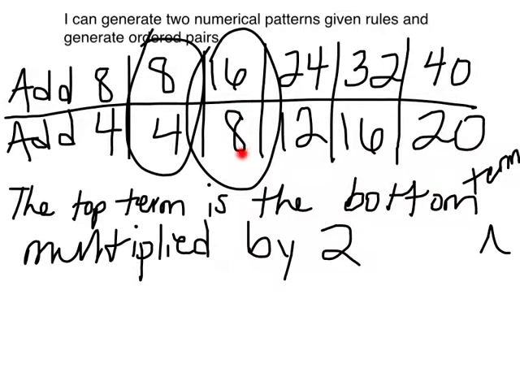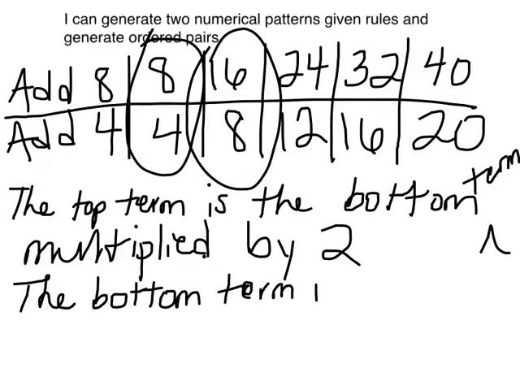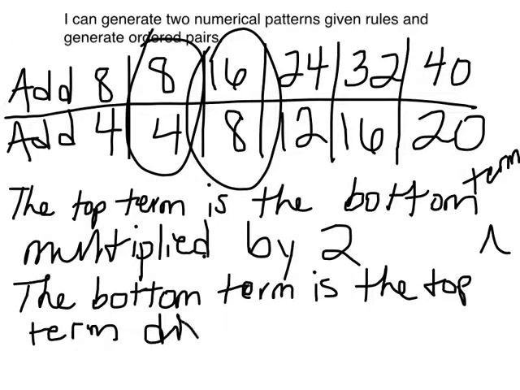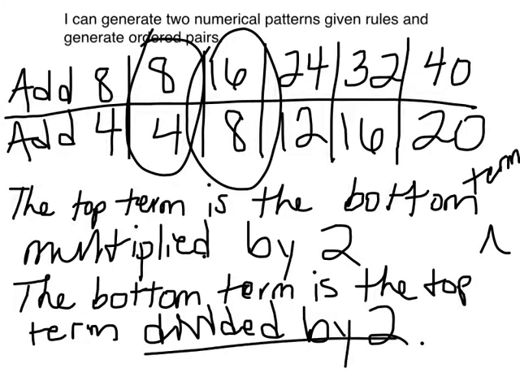And if we multiply that bottom term by 2, we're going to get the top term every single time. So if you think of the bottom term, then the bottom term is the top term divided by 2. So it's the exact opposite. Divided here, multiplied here. So we'll get the bottom term if we divide the top one by 2, which makes sense.